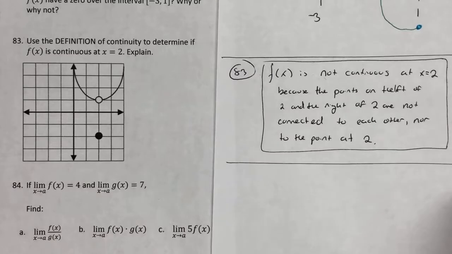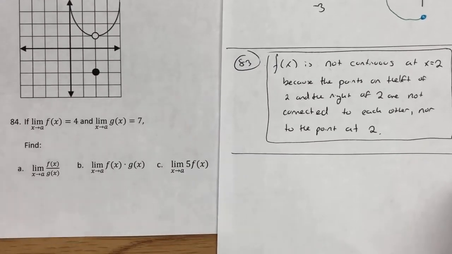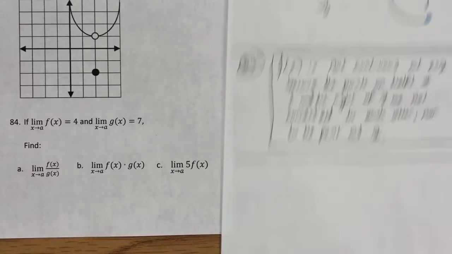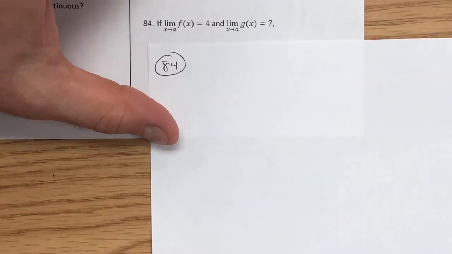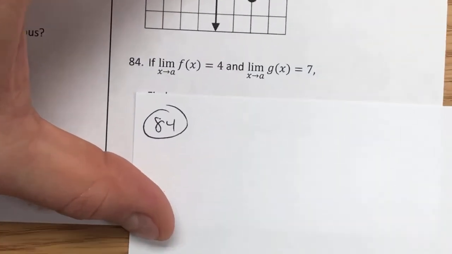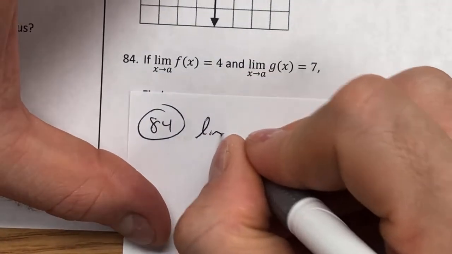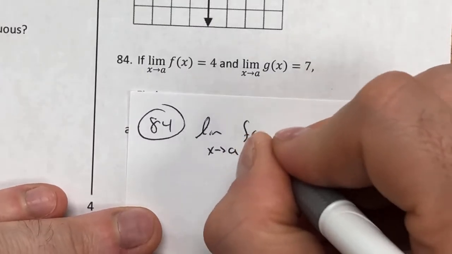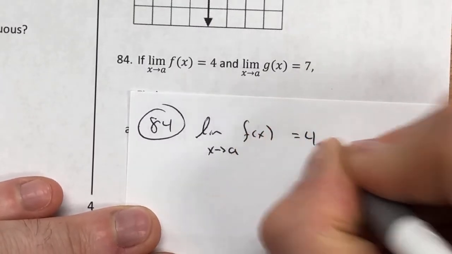Okay, so that's number 83. Let's take a look at number 84. 84 is a three-parter, so we are going to pop down a new sheet of paper just to make sure we get all three on the same one. What we have right here for 84 is the limit as x approaches some value a of f of x is equal to 4.